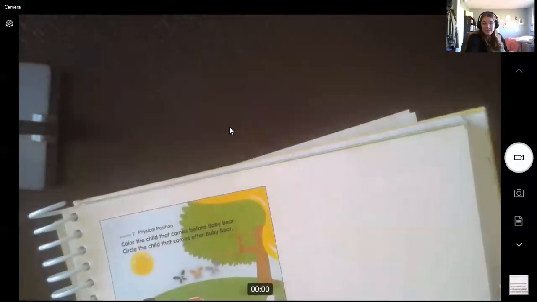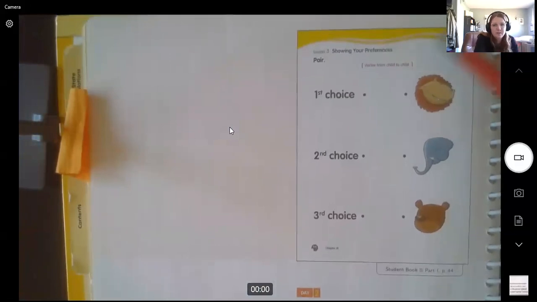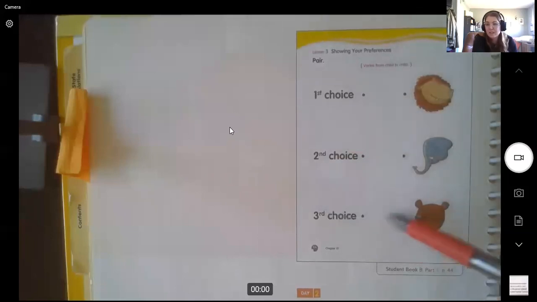All right, our last page for this week. Again, there's not too many pages this week. It's page 44, showing your preference, pair. So this page is different because it varies by child. It is not based on correct answers. It's about what is your child's first choice between these three animals when they go to the zoo. What's the first animal they would want to see?